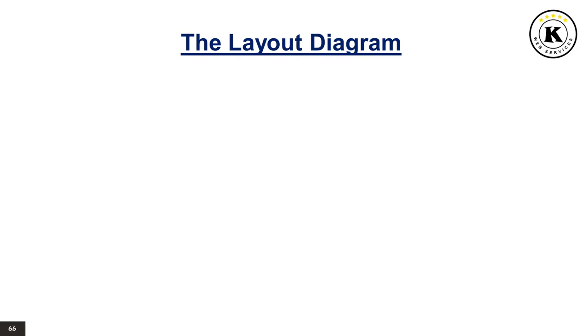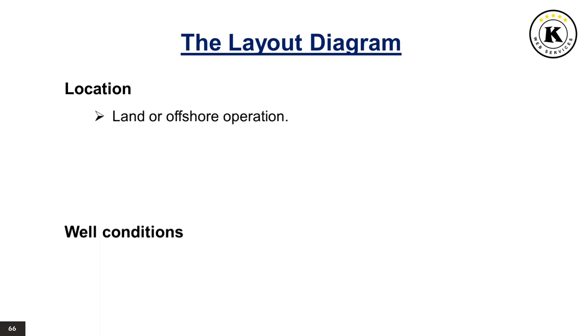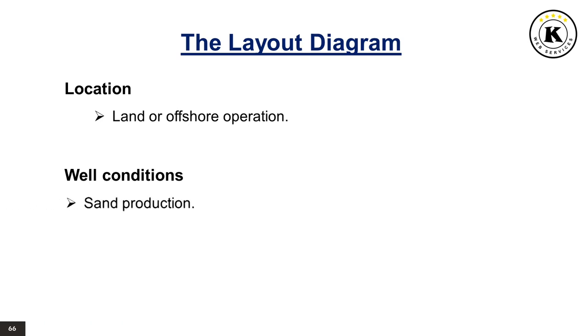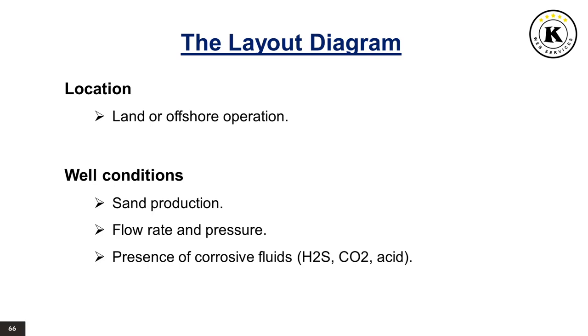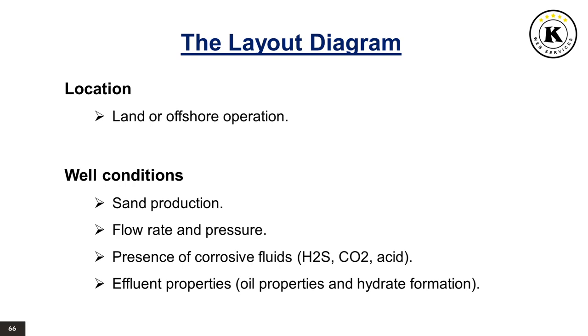The layout diagram varies according to location, land or offshore operation, and well conditions such as sand production, flow rate and pressure, presence of corrosive fluids, H2S, CO2, and acid, effluent properties, oil properties and hydrate formation.